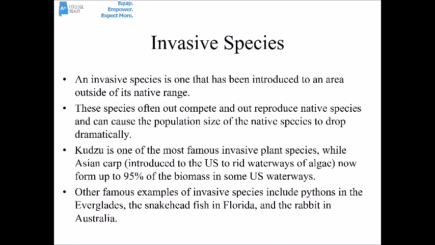One of the most famous examples of an invasive species is kudzu. So this was an ornamental type of vine plant brought in from Asia. And it grew, and now it's taken over large parts of the South. Asian carp were introduced into U.S. waterways to get rid of algae, but they reproduce so fast that now up to 95% of the biomass in some U.S. waterways is made up of these Asian carp. They've pushed everything else essentially near extinction in those waterways.